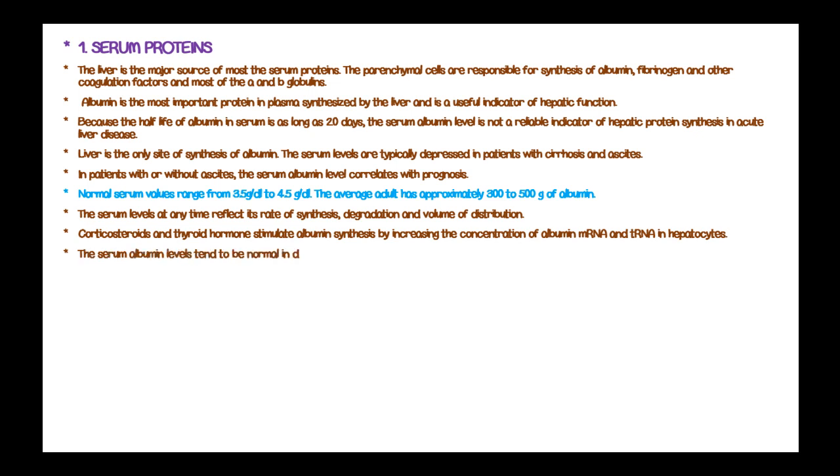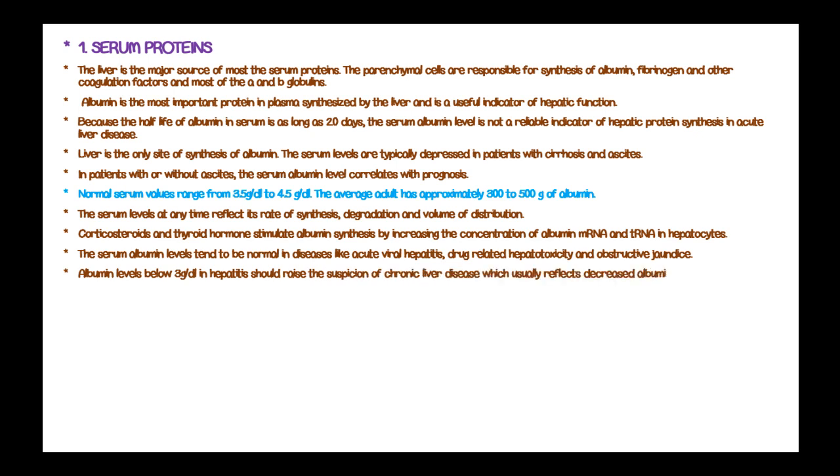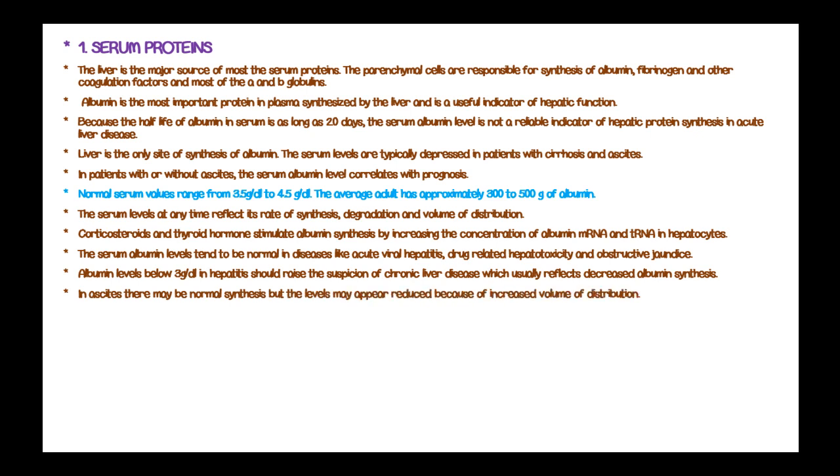The serum albumin levels tend to be normal in diseases such as acute viral hepatitis or drug-related hepatotoxicity together with obstructive jaundice. And it can be below 3 grams per deciliter, which should raise a suspicion of chronic liver disease such as liver cirrhosis, which reflects decreased albumin synthesis. In ascites, there may be normal synthesis, but the levels appear to be reduced because of the increased volume of distribution.